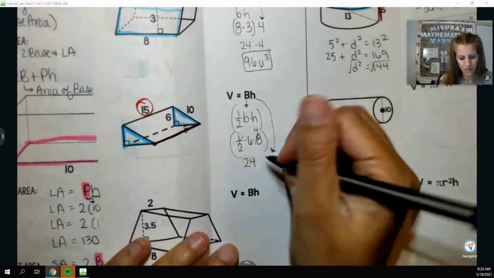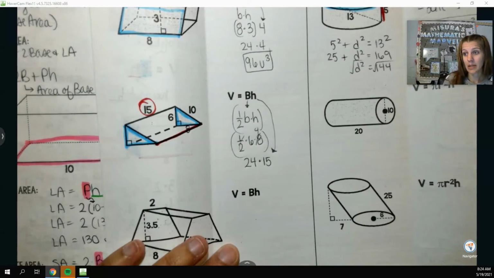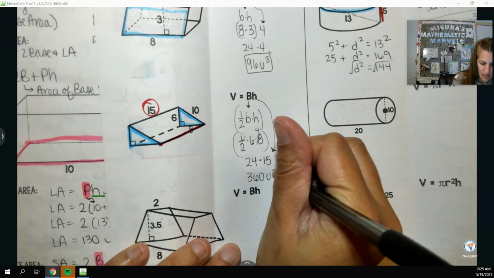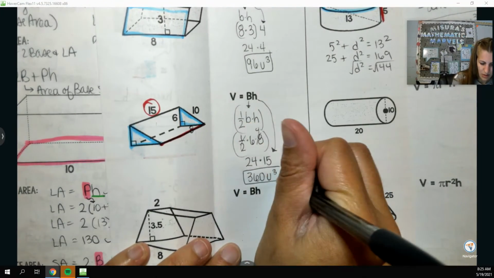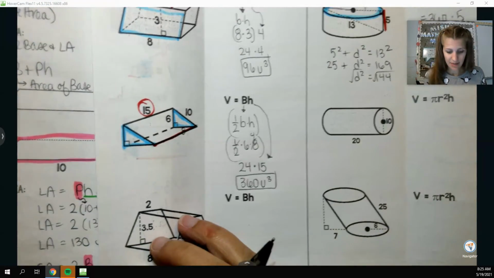So multiply that by 15, and we're going to have a big number: 360 units cubed. Oh, I'm just throwing a lot of stuff today.